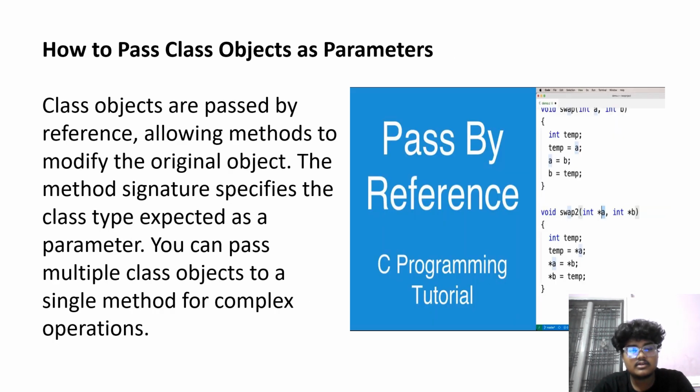How to pass class objects as parameters. Class objects are passed, allowing methods to modify the original object. The method signature specifies the class type expected as a parameter. You can pass multiple class objects to a single method for complex operations.